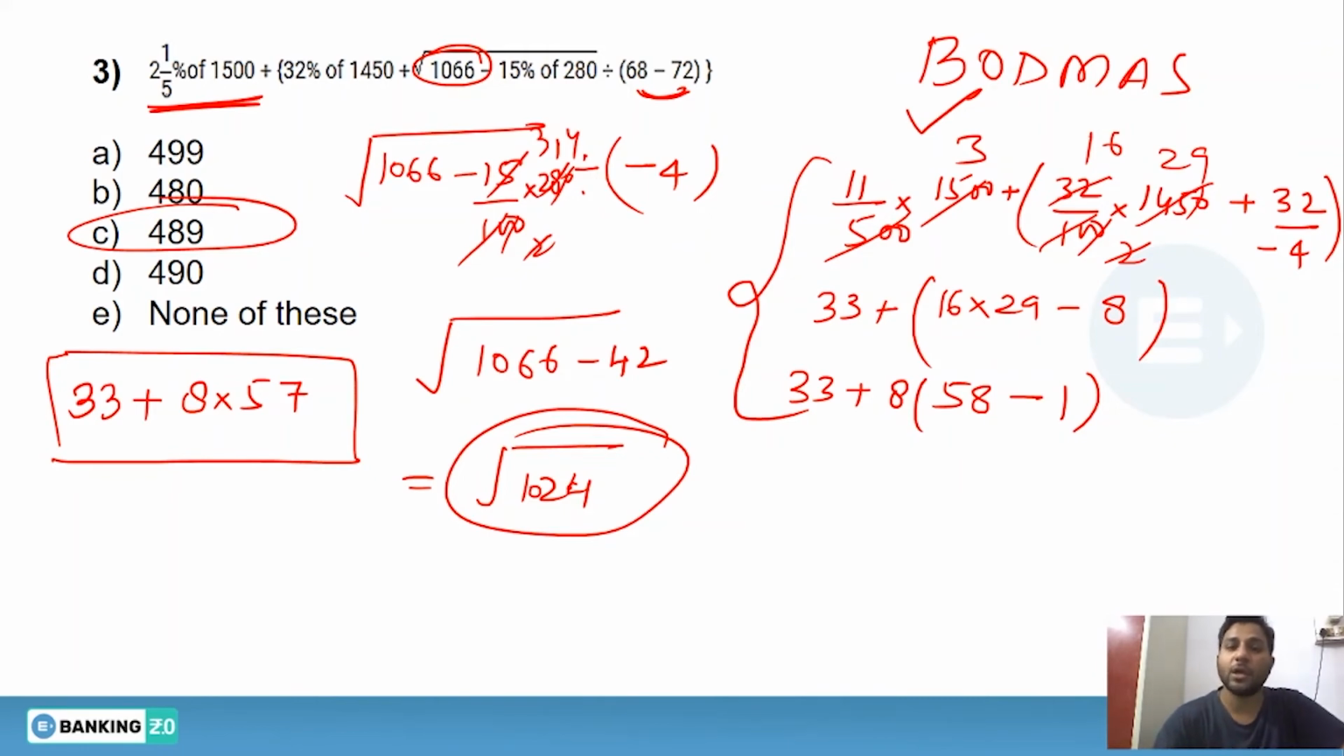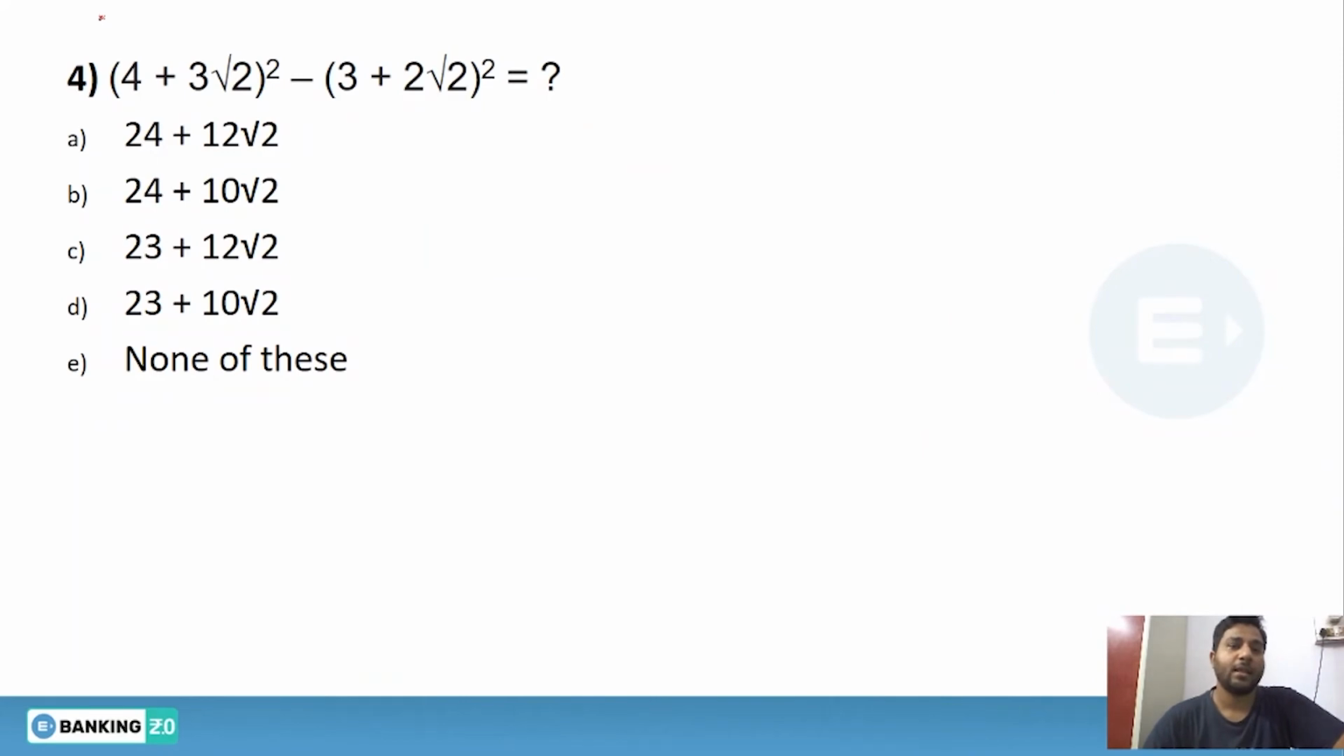Because you have to solve it in an organized way, and that is what I am telling you. Next question. Look at this question. What you can do is make the whole square. As you know, it becomes (a plus b) whole square. That means a square plus b square.